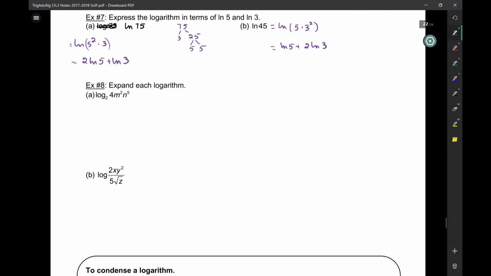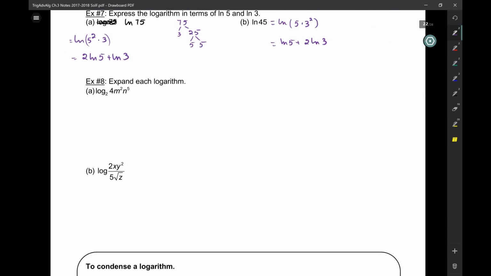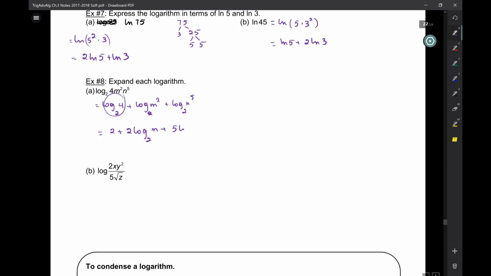Right. Now, let's expand this. This is also more of what we were doing yesterday. So this would be log base 2 of 4 plus log base 2 of m squared plus log base 2 of n to the 5th. And what's log base 2 of 4? 2 plus 2 log 2 m plus 5 log 2 n.